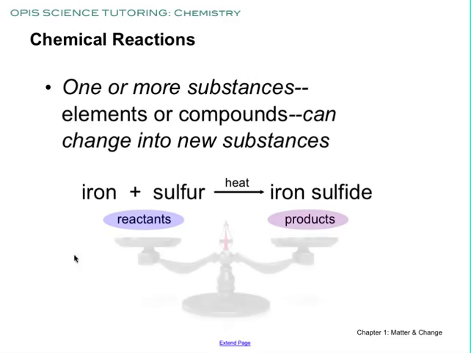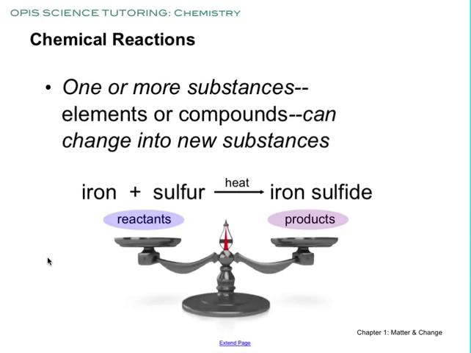Now you might notice that this kind of resembles an algebraic equation, only instead of an equal sign we have an arrow. And in fact, it is important that both sides balance. And that will be a subject we'll come back to repeatedly. And that's a very important concept in chemistry.